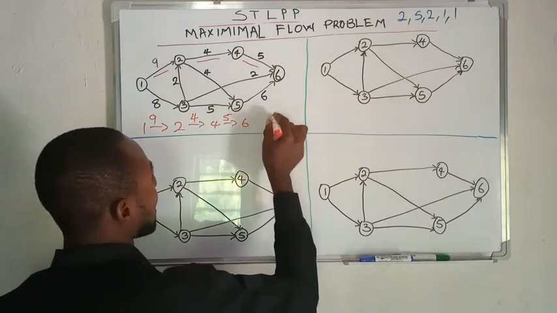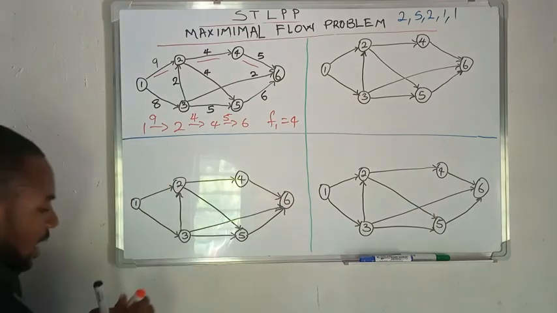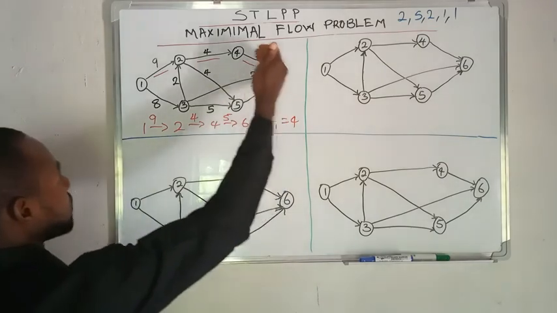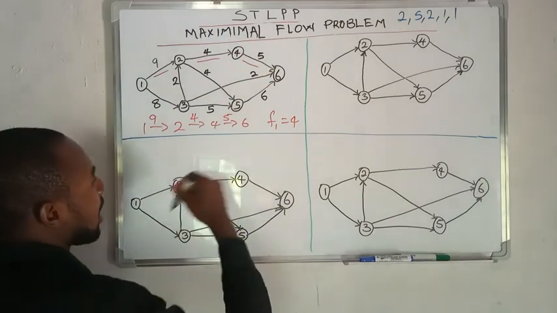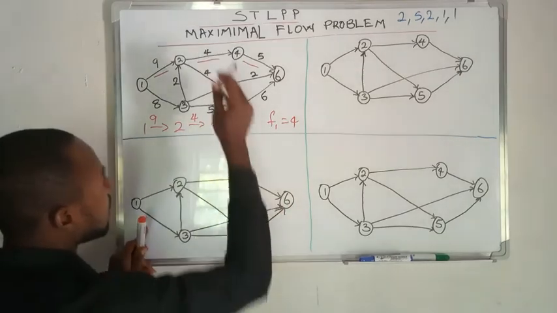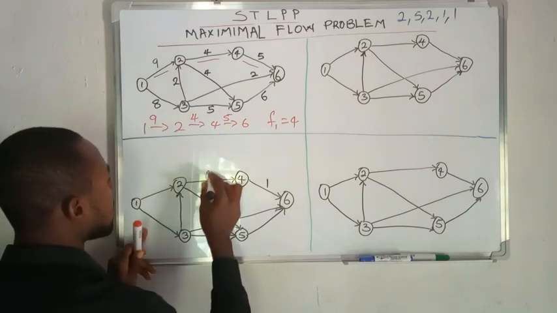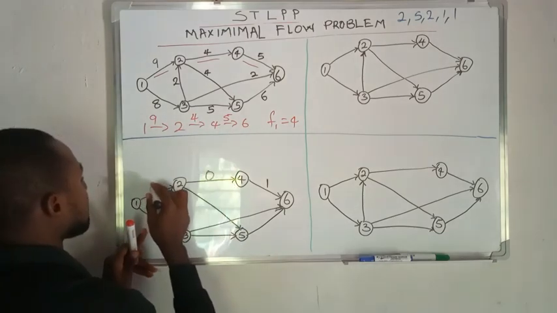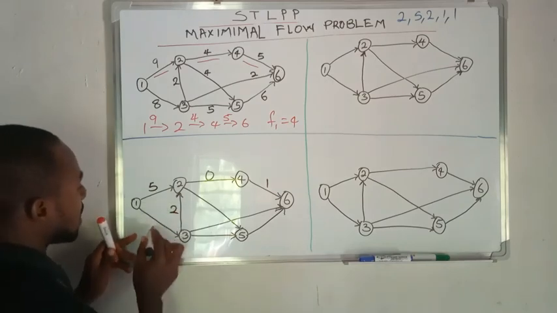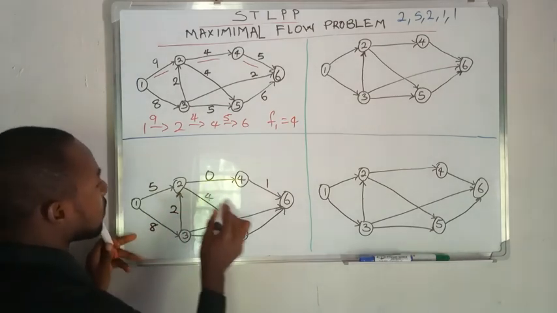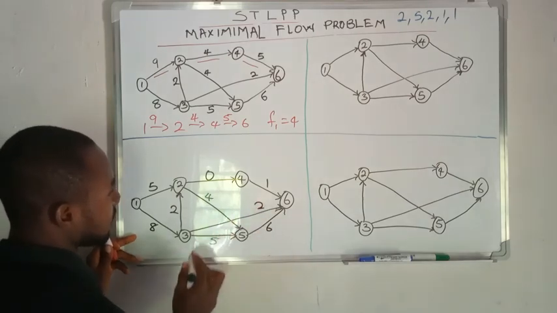So we have our F1 here as 4, and then after getting the F1, we subtract it from that path that we went through. And so right here we'll have a new network. So 5 minus 4 here will be 1, and here will be 0, right here will be 5. And then we'll write out the rest the way they are. We have 2 here, 8, 4, 2, 6, 5.